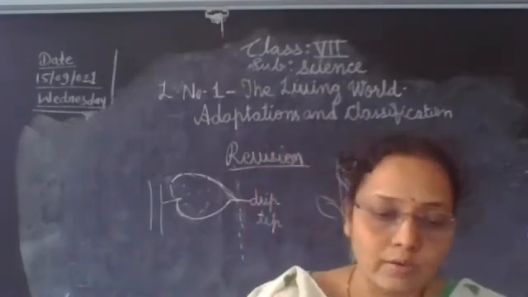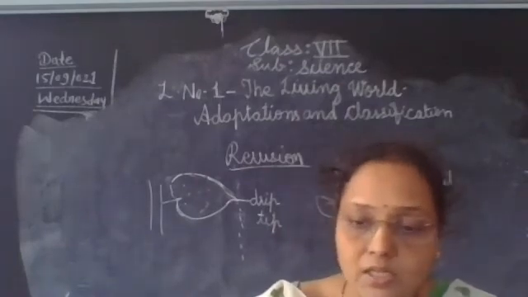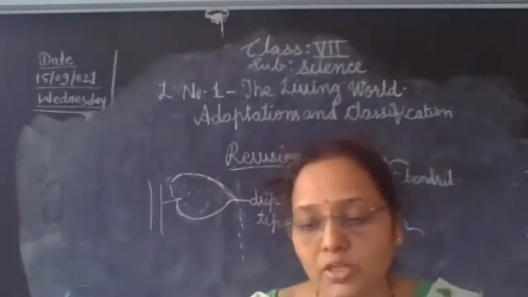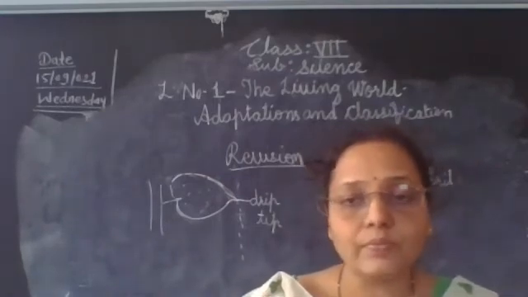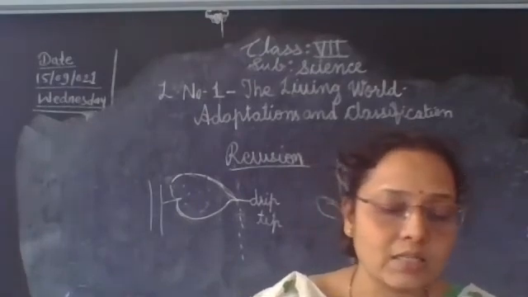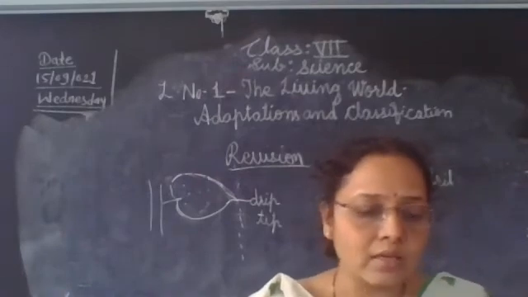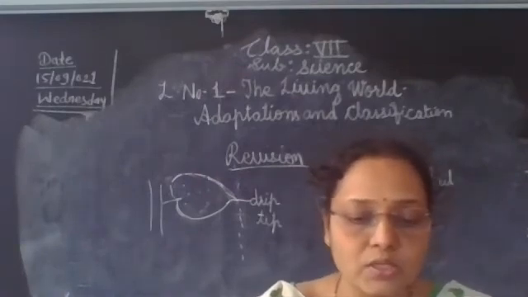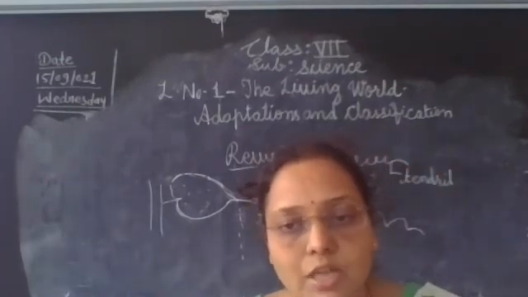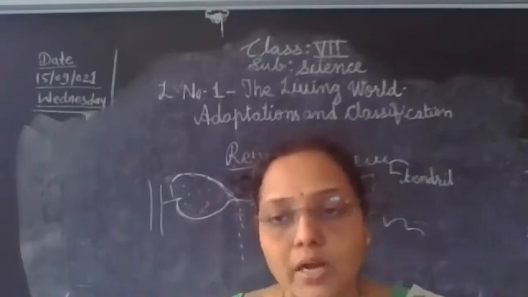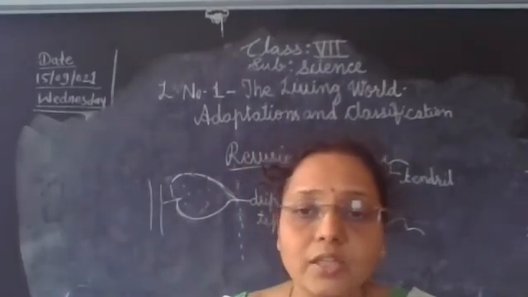Okay, so we learn adaptation in aquatic plants, adaptation in desert plants, adaptation in snowy regions, adaptation in forest regions and grassland regions, and some special plants, that is Cuscuta, a non-green plant, and Venus flytrap, pitcher plant, and Drosera, the sundew plant, which are insectivorous plants. Okay, now let's learn the adaptation in animals.